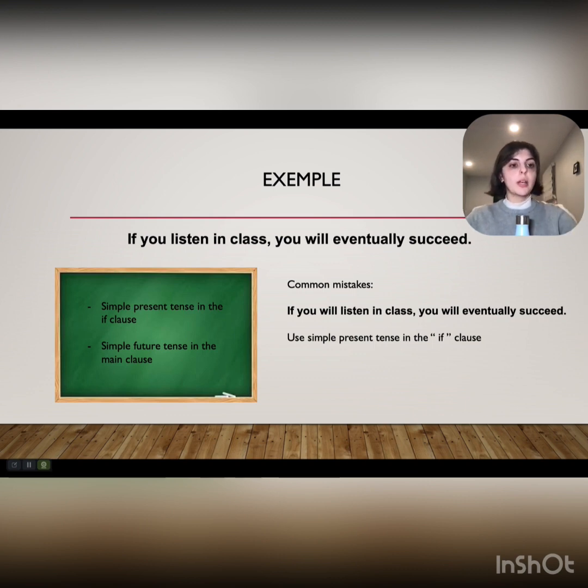For example, if you will listen in class, you will eventually succeed. Use the simple present tense in the if clause. The correct way would be, if you listen in class, you will eventually succeed. The result is not guaranteed. When the result is likely, use the first conditional, simple present plus future.